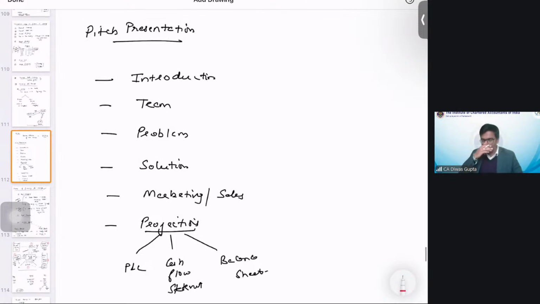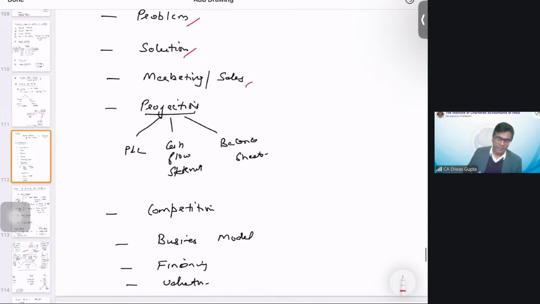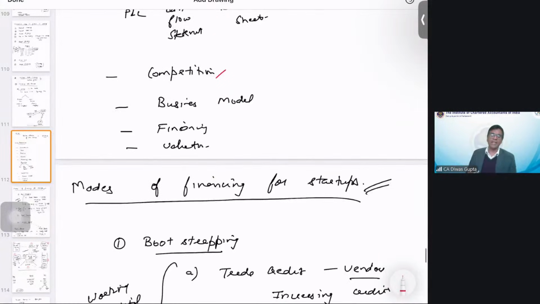Then there is something called pitch presentation, because a pitch presentation is important for startups to raise money, right? So in that, what all things would you want to have? This is relatively easier. You would want to have, first of all, an introduction. What is the introduction? About the team. What is the problem statement that you are targeting? What is the solution that your startup is providing? How are you going to do marketing and sales of that? How do your projections look in terms of the P&L, cash flow, and balance sheet? What is the understanding around competition?